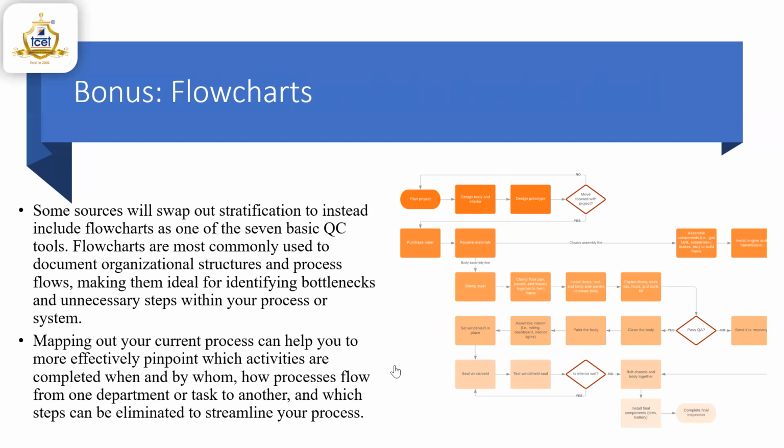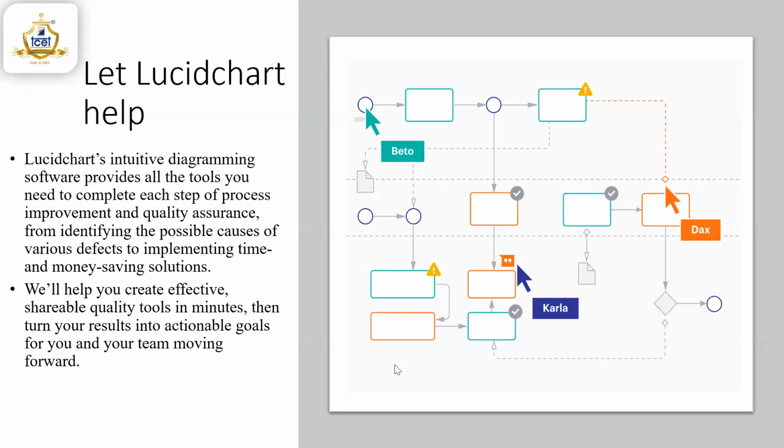So we have discussed all the 7 basic tools for quality assurance. And this is the last one which we'll be talking about. Let Lucidchart help. Lucidchart's intuitive diagramming software provides all the tools you need to complete each step of process improvement and quality assurance, from identifying the possible causes of various defects to implementing time and money saving solutions. It will help you create effective, shareable quality tools in minutes, and then turn your results into actionable goals for you and your team moving forward. And you can see the diagram which is depicted over here.